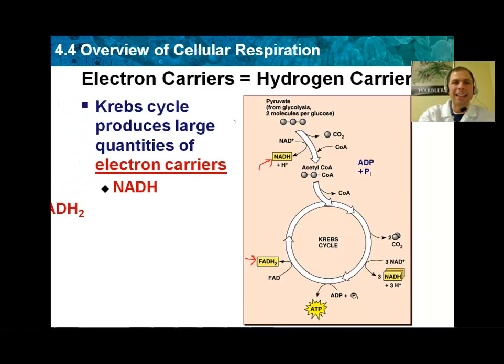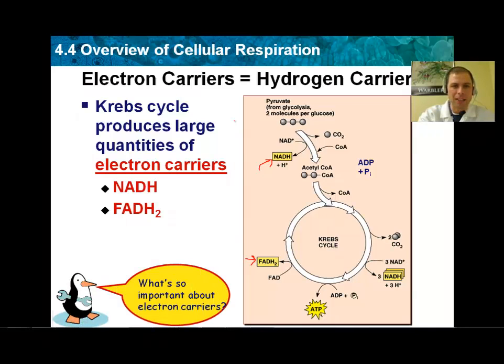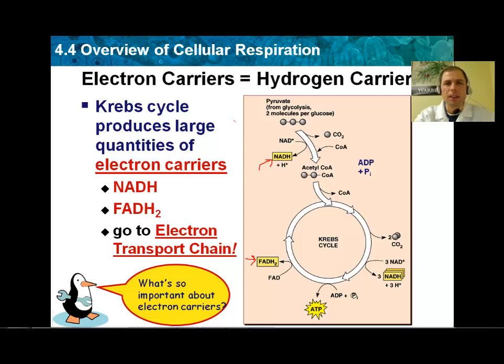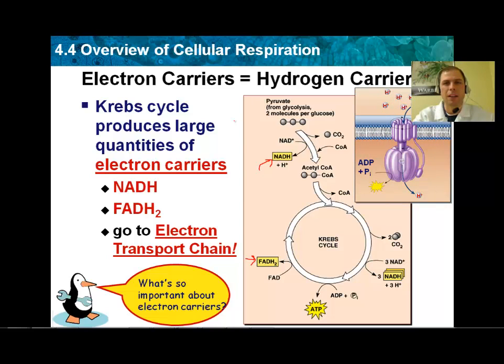Those electron carriers, NADH and FADH2. But what's the big deal? We're going to save them to be used in the electron transport chain. And the electron transport chain is going to have everything to do with what we started out with, trying to produce ATP from the flow of hydrogen across the membrane.